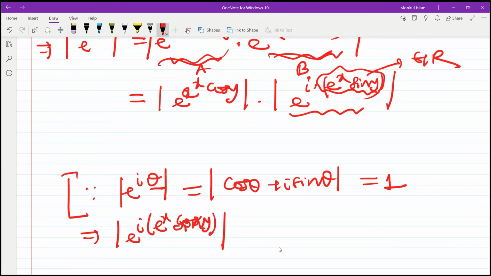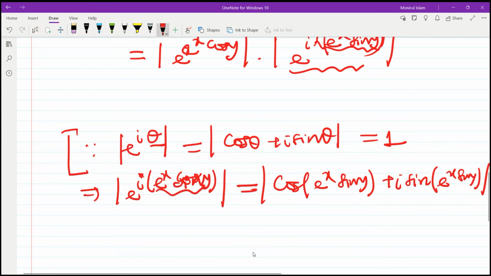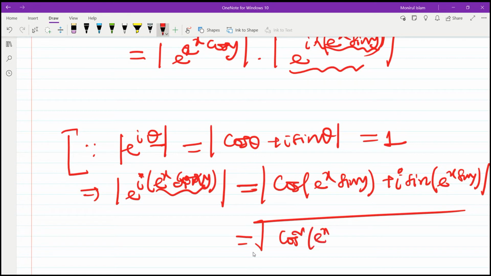This mod is again 1, because if you expand this formula, it's nothing but cos of e^x sin y plus i sin of e^x sin y. If you take the total modulus, it is clearly 1. How? Because the modulus means the square root of cos squared of e^x sin y plus sin squared of e^x sin y.